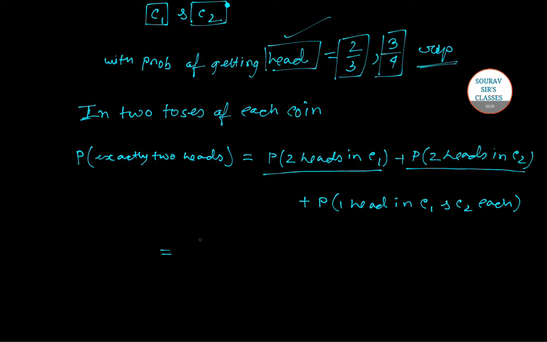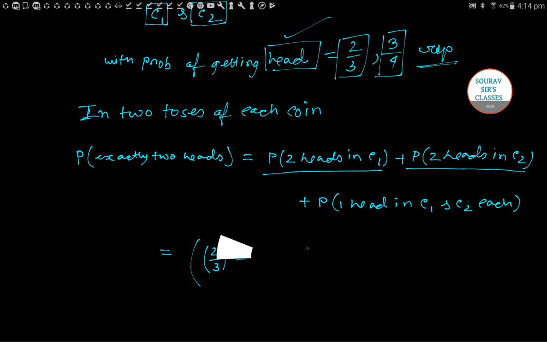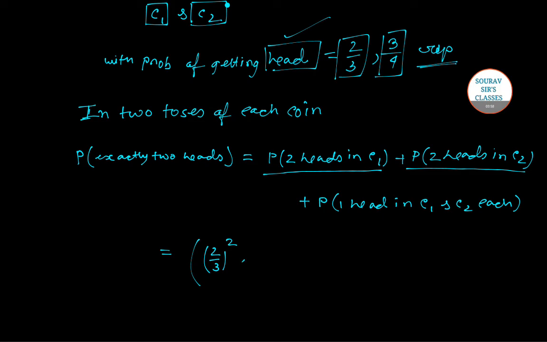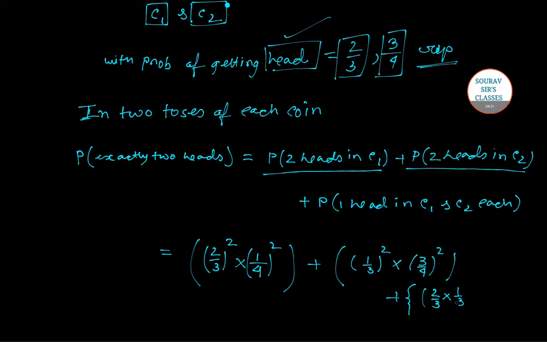So it will be basically equal to (2 by 3) whole square into (1 by 4) whole square, plus (1 by 3) whole square into (3 by 4) whole square, plus 2 by 3 into 1 by 3 into 3 by 4 into 1 by 4, into 4. So we can simply write it this way.